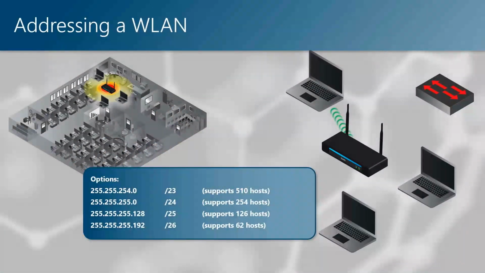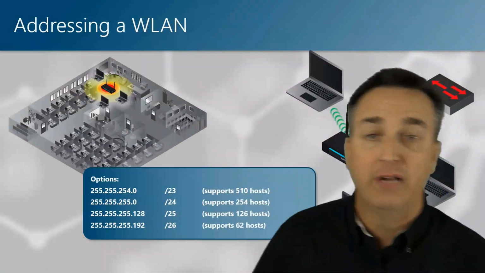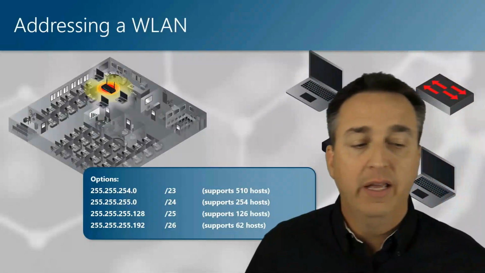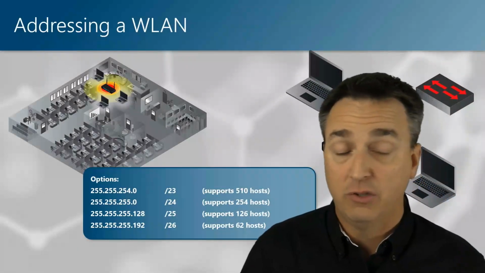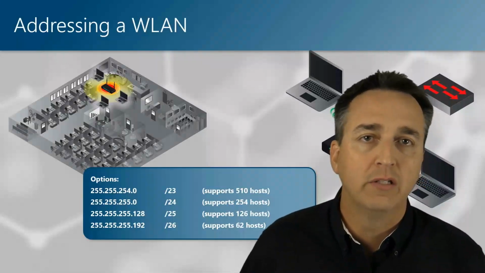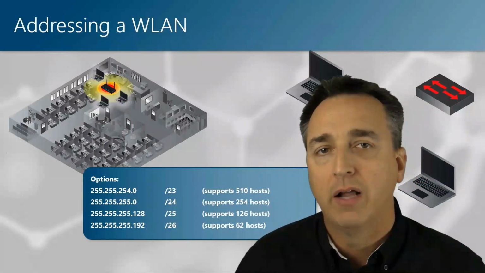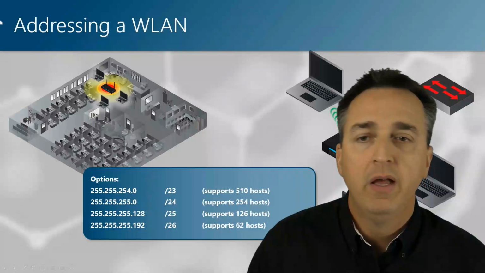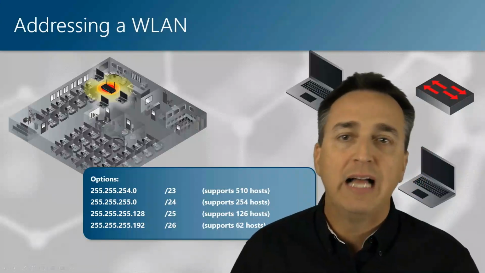What about our wireless LANs? Well, wireless LANs are going to vary depending on what your plan is for your wireless LAN. You can have a lot of devices, a little bit of devices. It varies depending on your scenario and situation. You could have a /23, /24, /25, /26, right? It really depends on the size of the wireless LAN and how many devices you expect connected to that wireless LAN. Okay? All right. So I want to give you a visual representation of a /24 network right now.